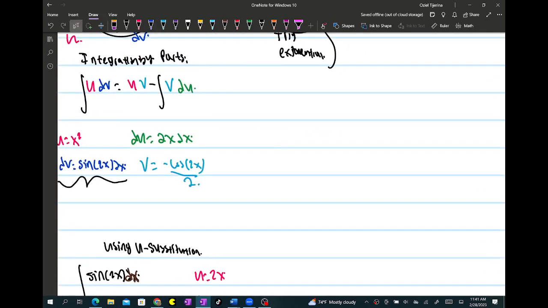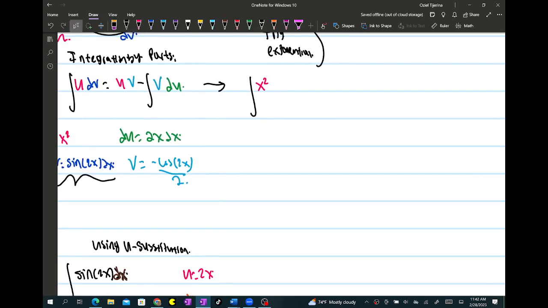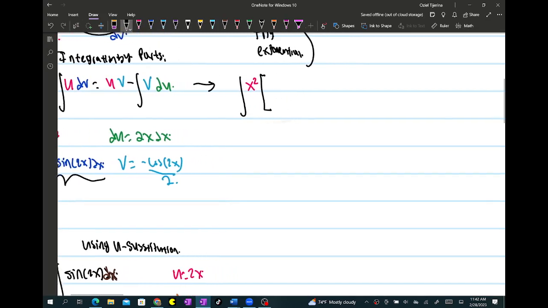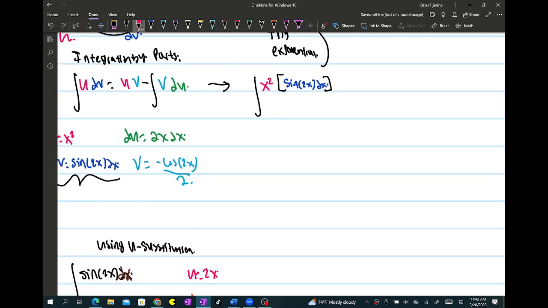Okay. And now finally we're going to substitute this. So this means that we're going to have the integral of u, which is x squared, and then dv. So we're going to put these brackets here. Dv is sine of 2x dx. So we're going to put sine of 2x dx. Let me put it a little bit shorter like this. So this is u, and then this is dv.